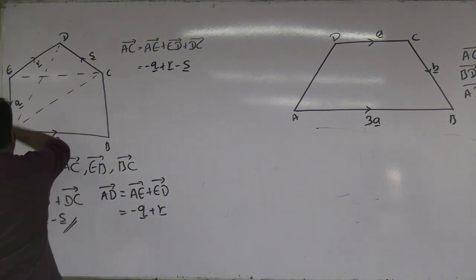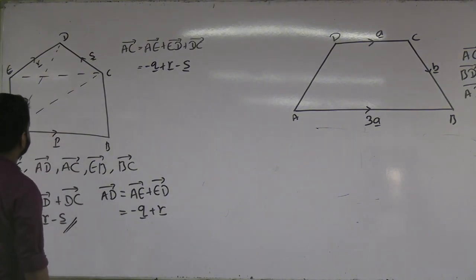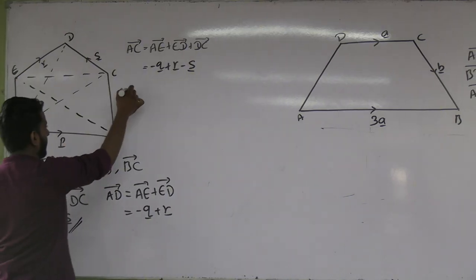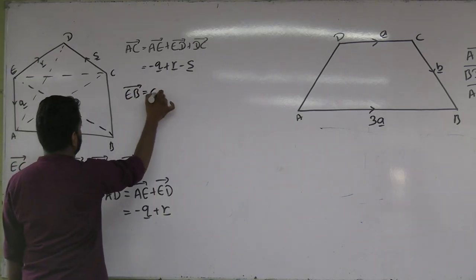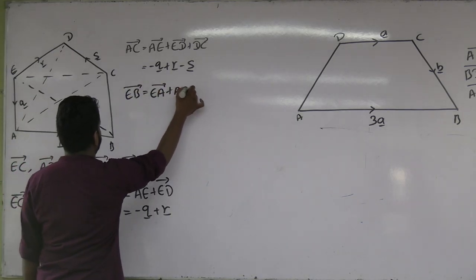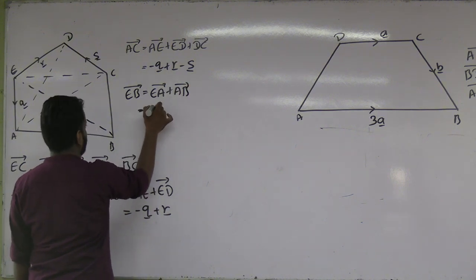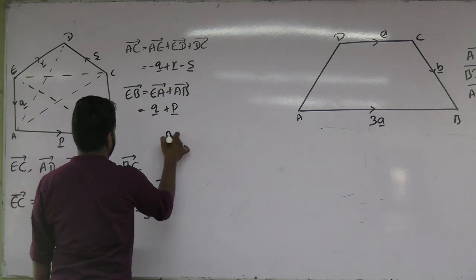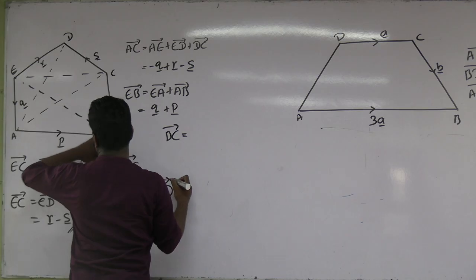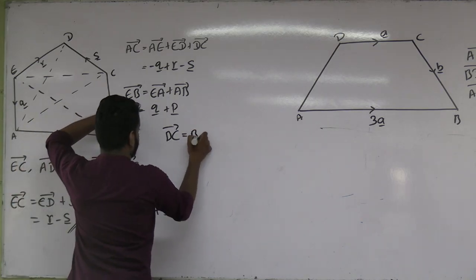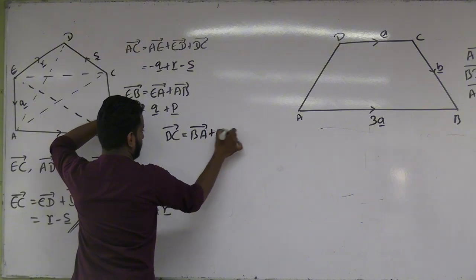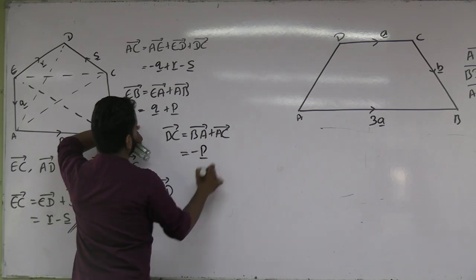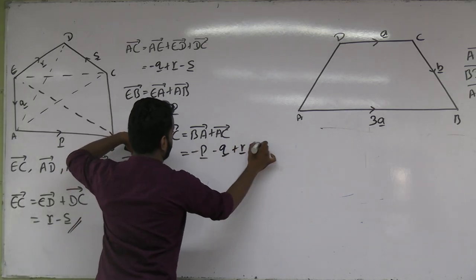And EB. Right. So we can write the vector EB equals EA plus AB, and this is Q plus P. Finally the vector BC. Since we have already found AC, I can write BC equals BA plus AC. So BA is minus P and AC is minus Q plus R minus S.